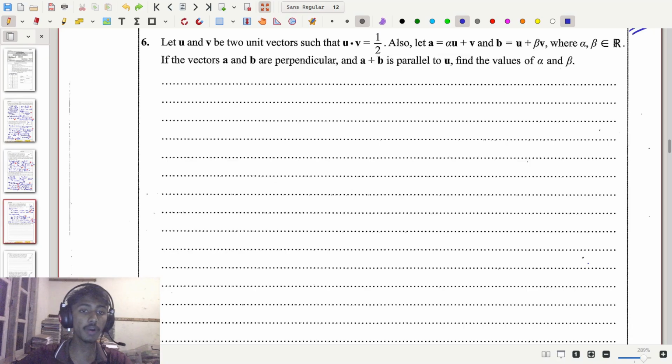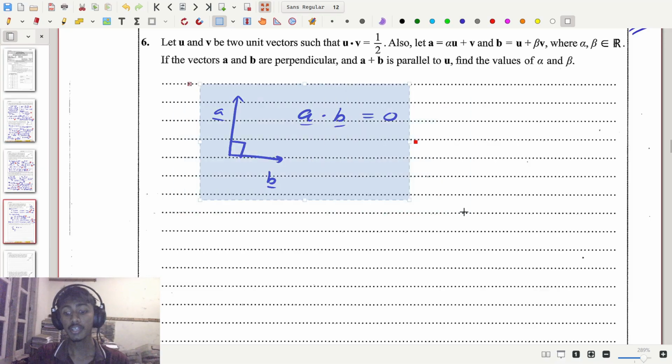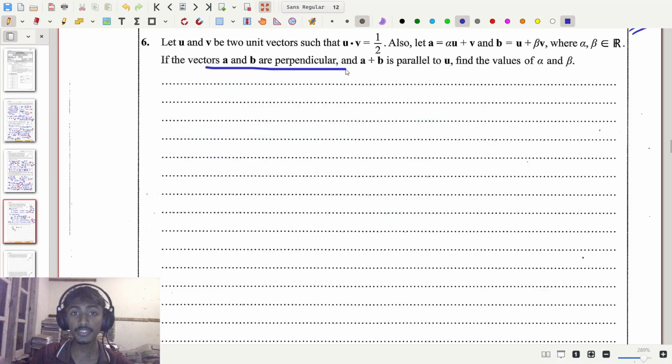So for this first part, all we need to know is that if you have two vectors that are perpendicular to each other, let's say a and b, where the angle between them is 90 degrees, then a dot b must be equal to 0. Now using this in this particular situation, since a and b in our question are perpendicular, their dot product is going to be equal to 0.